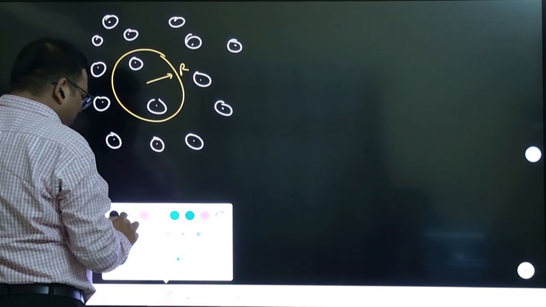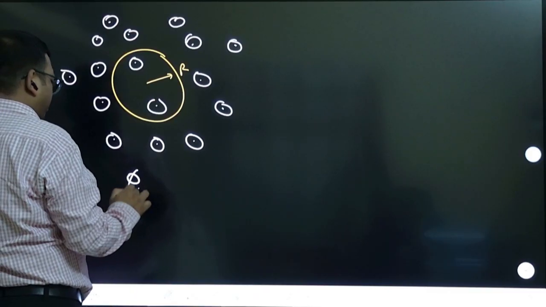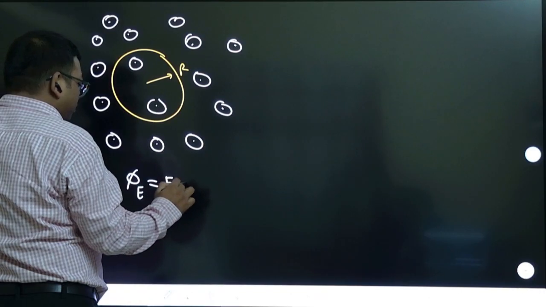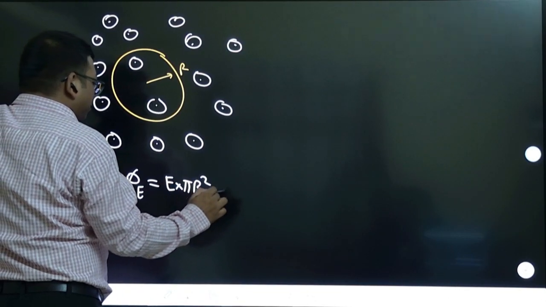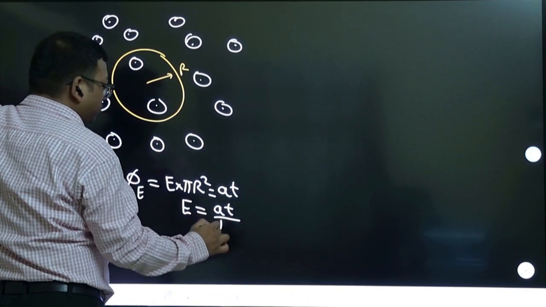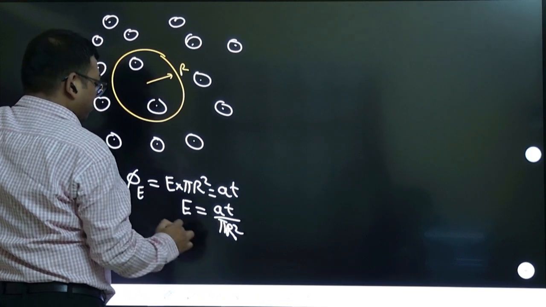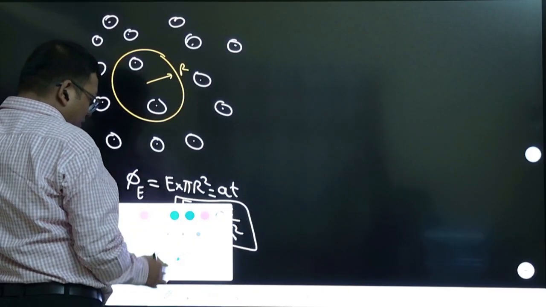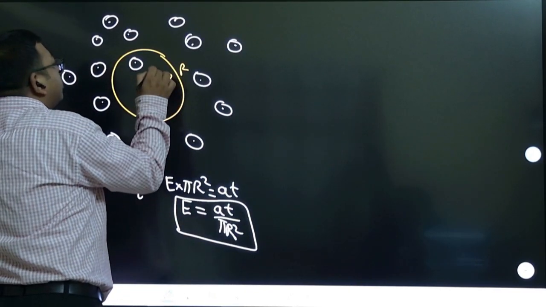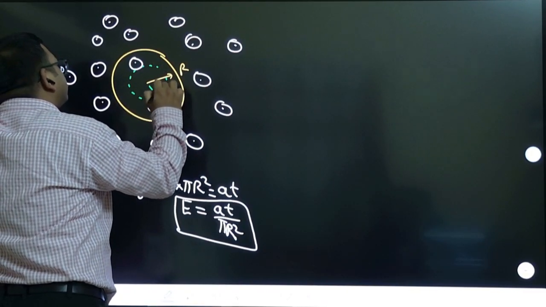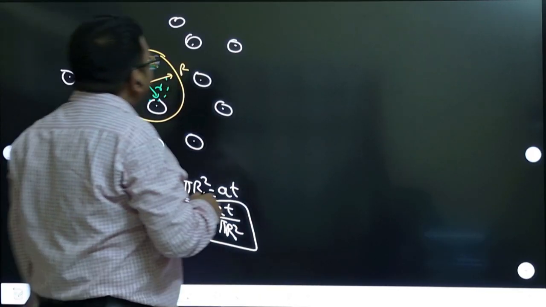For this they have given the electric flux phi E. Phi E is nothing but E into pi r square. They have given us A into t, so I have calculated the electric field as A t by pi capital R square. Now I want to calculate for a region smaller than this. I want to choose a region which is smaller than this. This radius I am choosing smaller. Let us do this calculation.